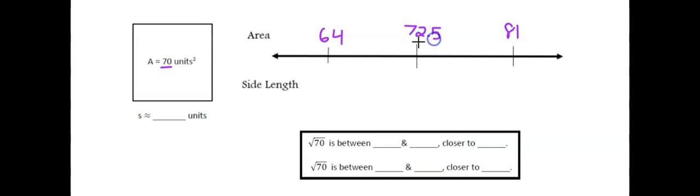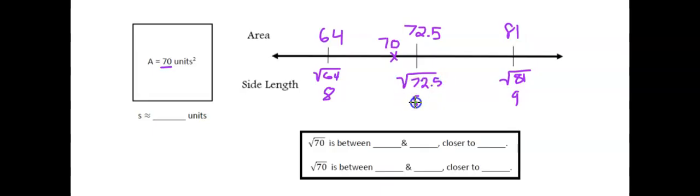And I'm going to mark 70 on my number line. It would be closer to the center than it would be to 81, and it would be closer to 64 than it is to 81. So we've got a sense of where it is. That's 70. Okay, so finding the side length, which is what we're looking for, we need to take those square roots. The square root of 64 is 8, and the square root of 81 is 9. Those are my whole number square roots. And the square root of 72.5 is about 8.5. So we'll put the 8.5 mark right there.